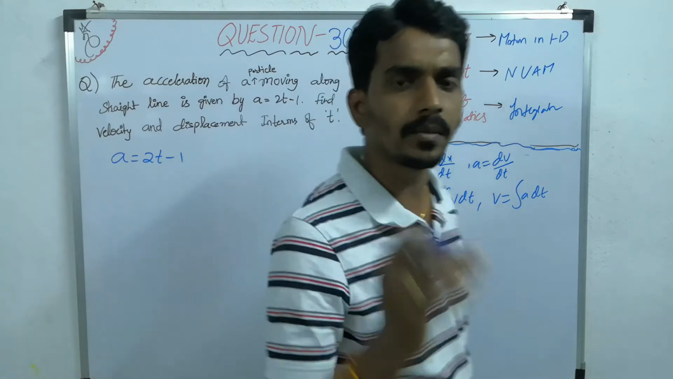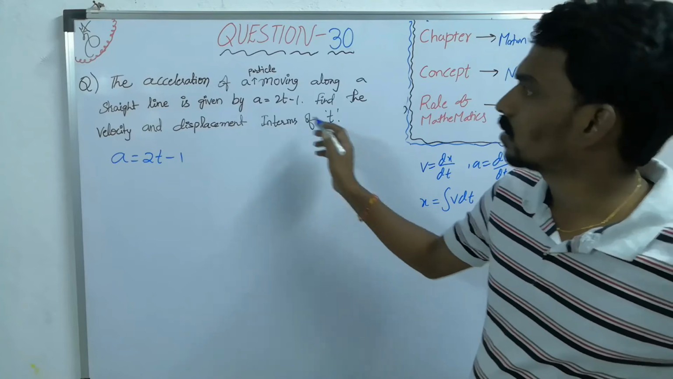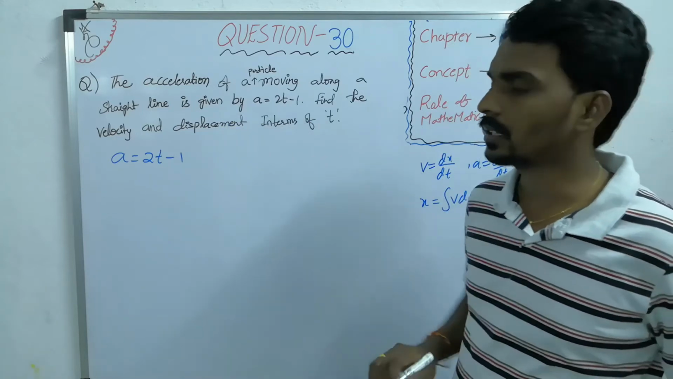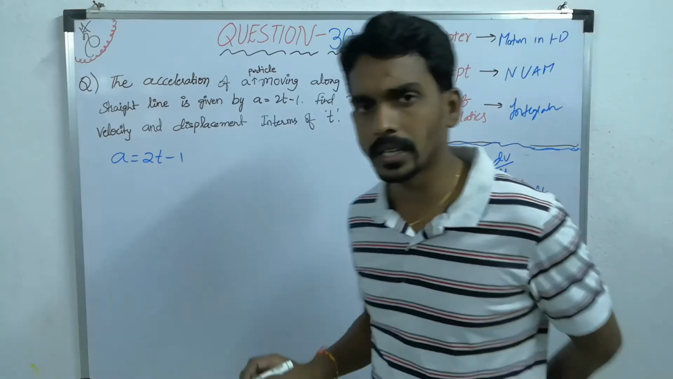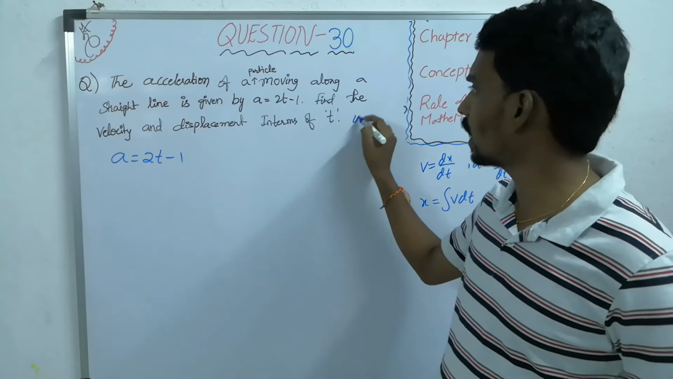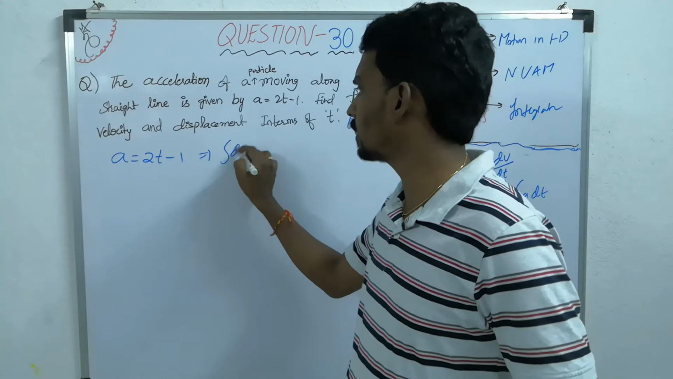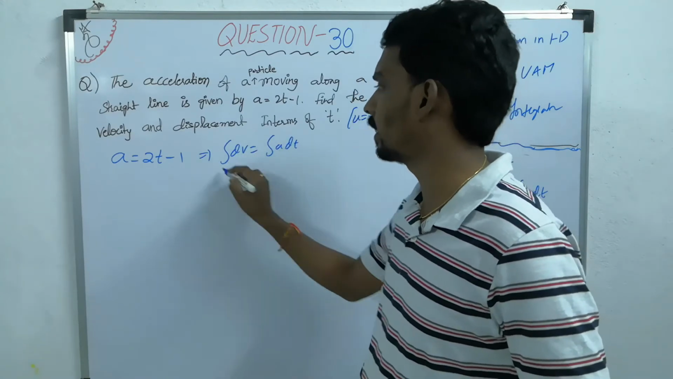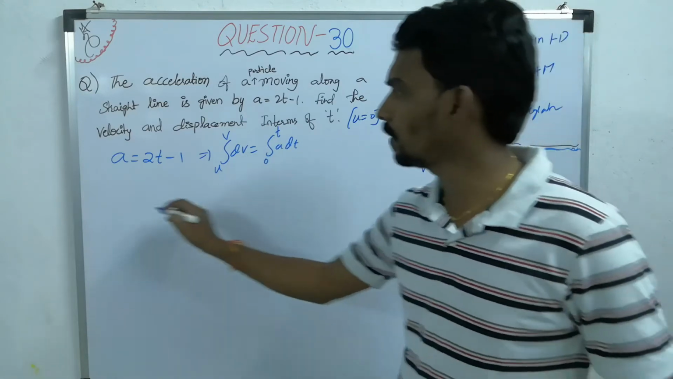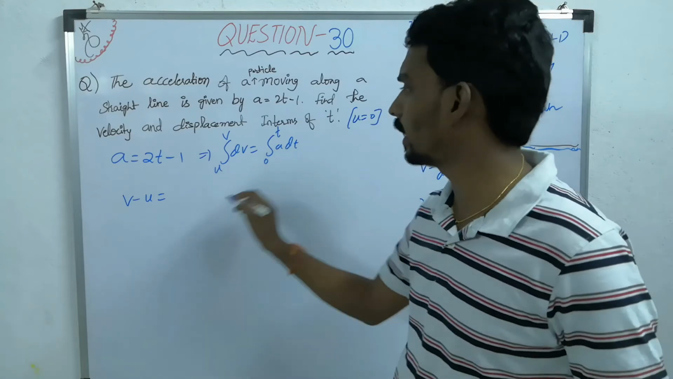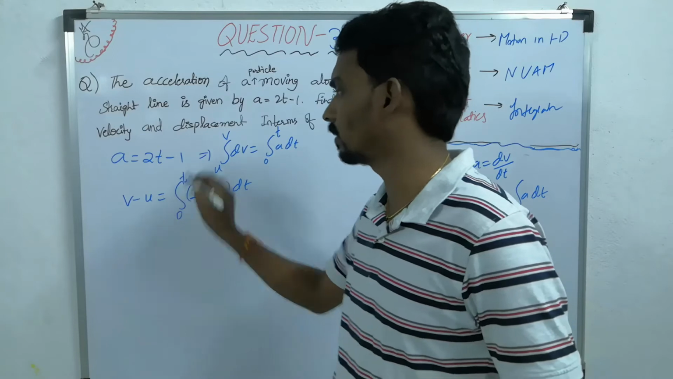Now the acceleration is a function of time, and you have to find the velocity. Here they did not mention the initial velocity, so you take the initial velocity as 0, starting from rest. If they mention it, consider it. Now integration of dv equals integration of a dt, from u to v on the left and from 0 to t on the right. This becomes v minus u equals integration of (2t minus 1) dt from 0 to t.